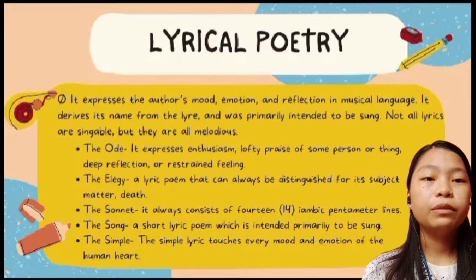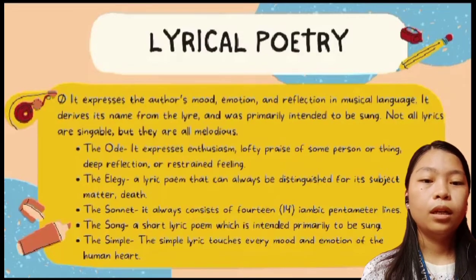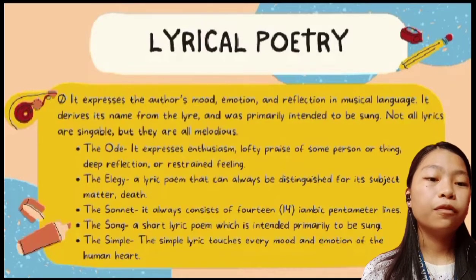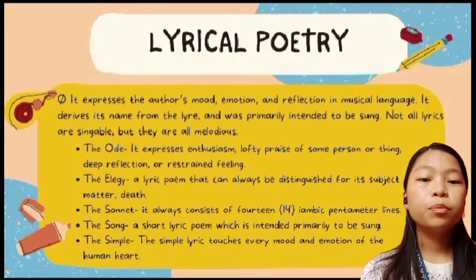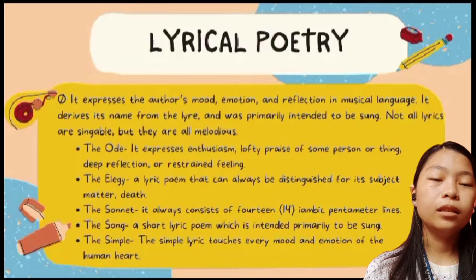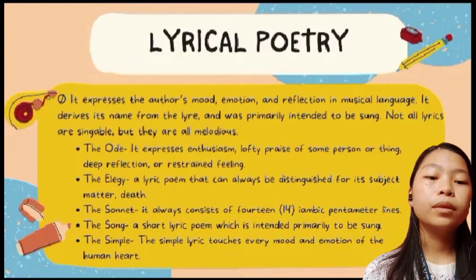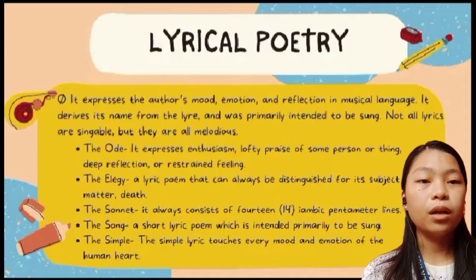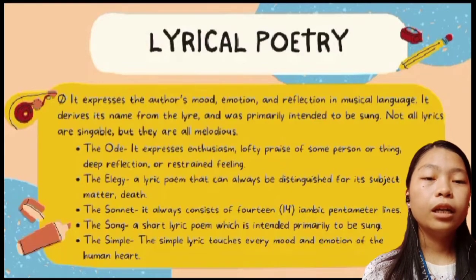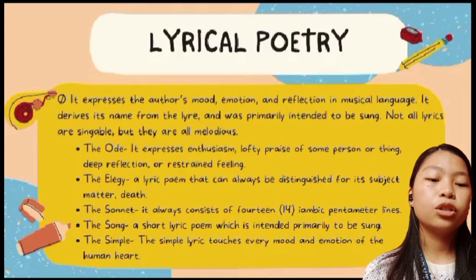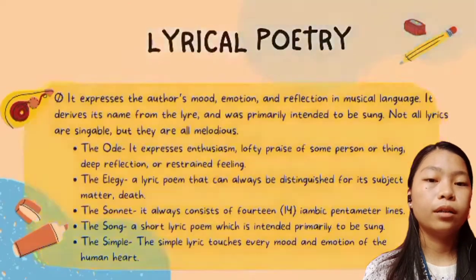So there are kinds of lyrical poetry. First is the ode. It expresses enthusiasm, lofty voice of some reason or thing, deep reflection or restrained feeling. Second is the elegy, a lyric poem that can always be distinguished for its subject matter. Next is the sonnet. It always consists of 14 iambic pentameter lines. The third one is the song, a short lyric poem which is intended primarily to be sung. The next one is the simple. The lyric touches every mood and emotion of the human heart.